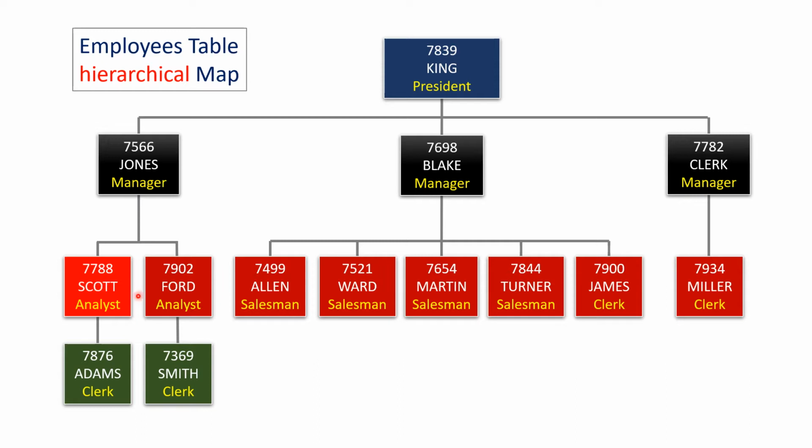Similarly, Scott and Ford are working under Johns, whose number is 7566. So Scott and Ford have a manager, that is 7566. Similarly, all those employees are working under different managers in a hierarchical position. You can see this chart. Now let's see how it looks in the table.